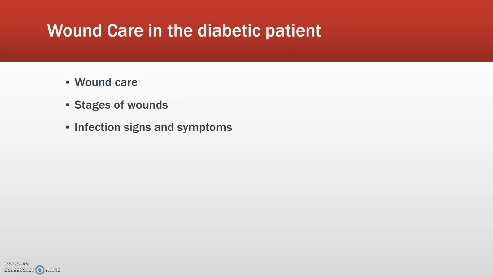And then as I explained earlier, wound care in the diabetic patient, just making sure that we're taking care of stages of wounds, infection signs and symptoms, and how we can also be acute care providers and make sure that we're educating our patients as we see them in the field.